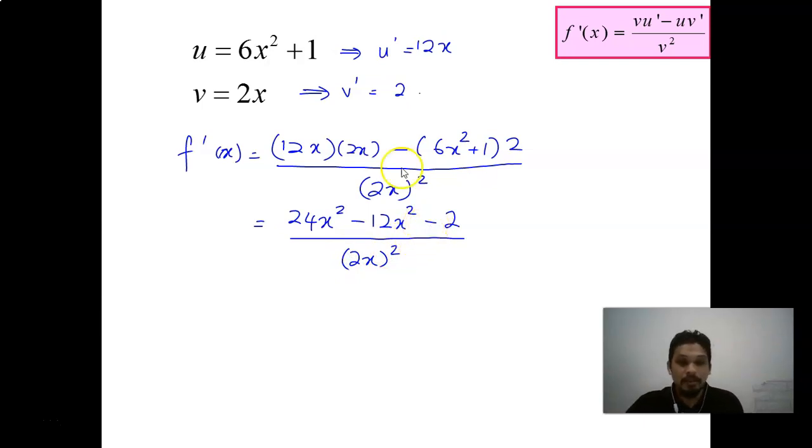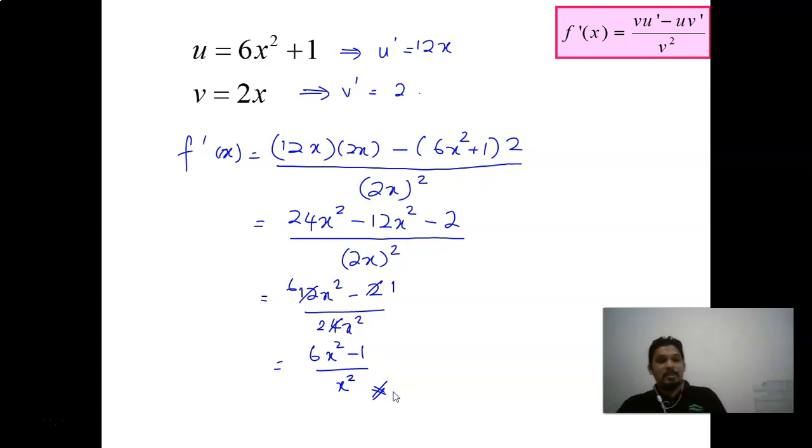So 24x squared minus 12x squared: 24 minus 12 is 12x squared, minus 2, divided by 4x squared. Divide by 2, we get 6 divided by 2, 1 divided by 2, 2 here. Okay, and it is 6x squared minus 1 divided by x squared, which I think is more than enough.